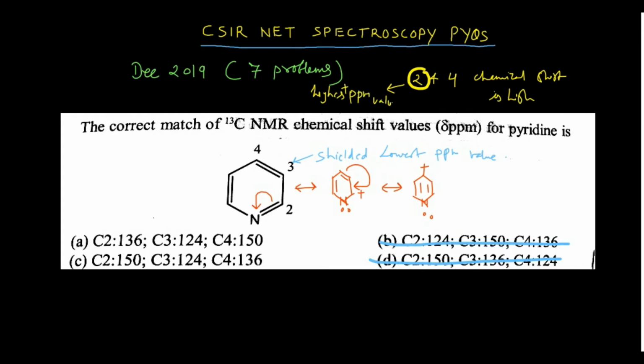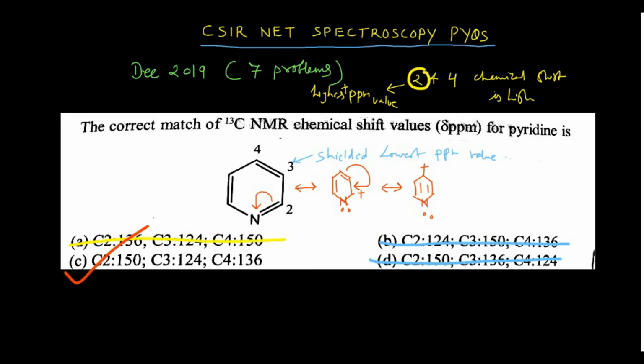value. So we will check the options. Here you see carbon 2 is having 136, but 150. Option C is saying that C2 is actually 150, which is the highest value in the ppm, and it indicates that it is highly deshielded. While C4 is not that highly deshielded, while C3 is very shielded. So that means your option C is the correct answer. You can discard this also, and then you can mark option C as the correct.